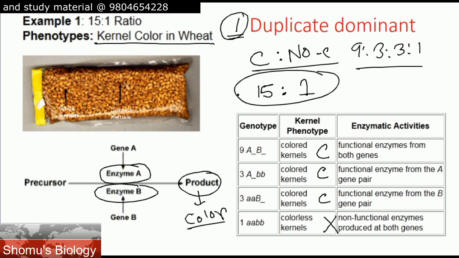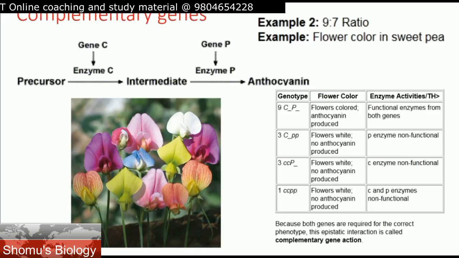Duplicate dominant epistasis has a 15 to 1 ratio. Normally the ratio should be 9-3-3-1, but instead it becomes 15 to 1 in duplicate dominant epistasis. And why do we call it duplicate dominant epistasis? Because here the genes are acting as duplicate versions, because one can do the job of the other. Clear?